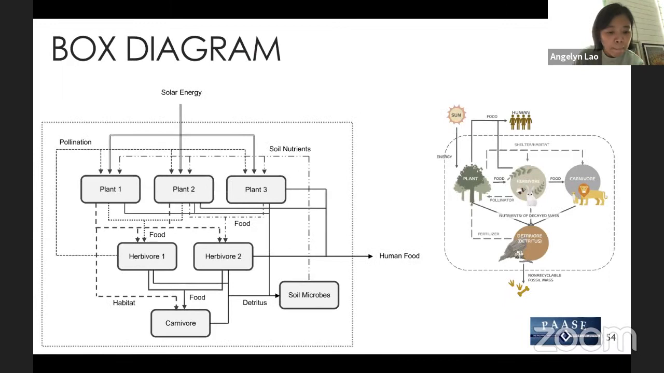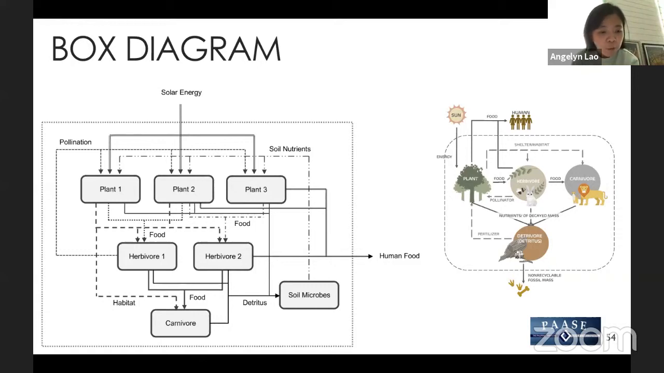So this is a box diagram representation of the socio-ecological system. We've further elaborated the socio-ecological system. Here we define specific characteristics of the plants and herbivores. As you can see, we have 3 types of plants and 2 types of herbivores.